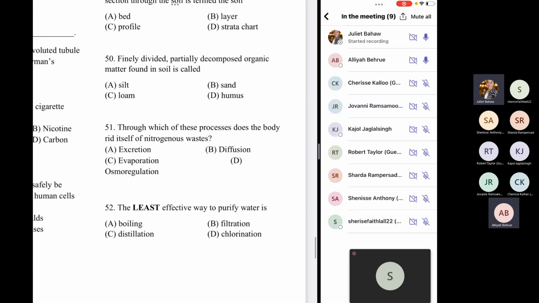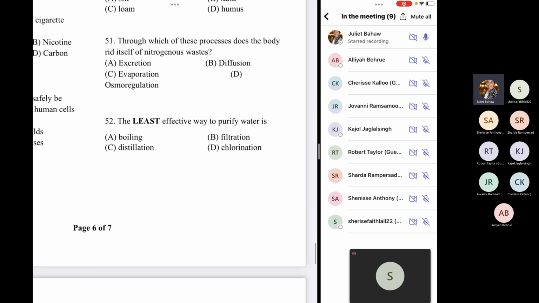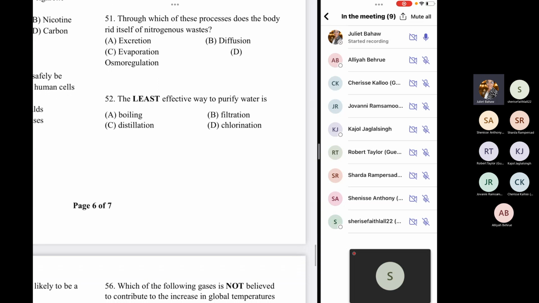All right, I'll go through it very quickly. 50. Finely divided, partially decomposed organic matter found in the soil is called D, humus. 51. Through which of these processes does the body rid itself of nitrogenous waste? A. Excretion. 52. The least effective way to purify water is? Now, this one again, least effective. So all of them are water purification.